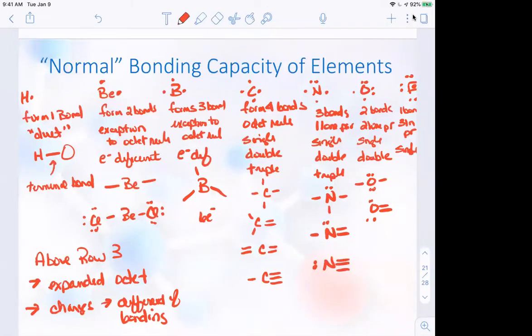You look at this. Remember, the valence electrons are the same in a group. So for group 1, I look here. For group 2, for group 3, for group 4, for group 5, for group 6, and for group 7. I'm going to look at these typical normal bonding capacities in order to start with my Lewis structures.